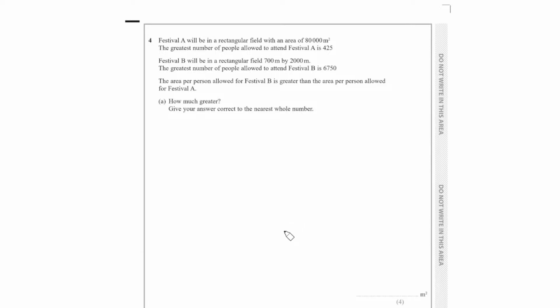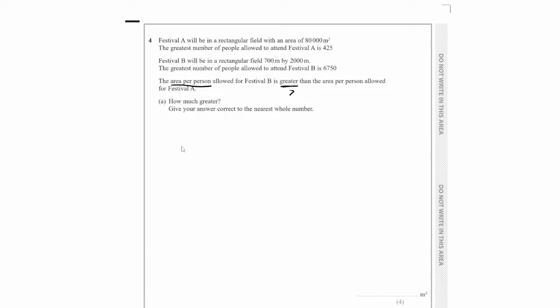Okay, Festival A will be in a rectangular field with an area of 80,000 meters squared. The greatest number of people allowed to attend Festival A is 425. Festival B will be in a rectangular field 700 meters by 2,000 meters. The greatest number of people allowed to attend Festival B is 6,750. The area per person allowed for Festival B is greater than the area per person allowed for Festival A, but how much greater is it?